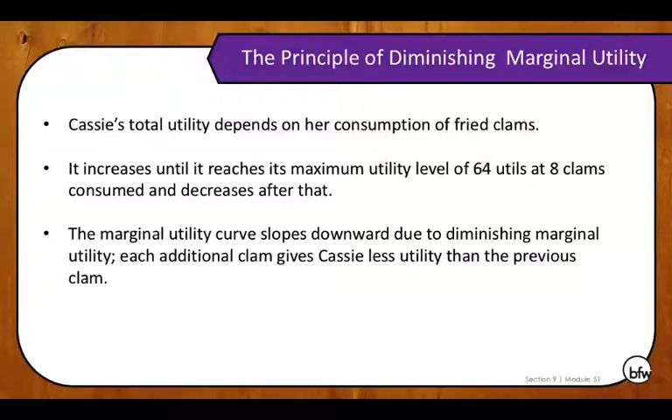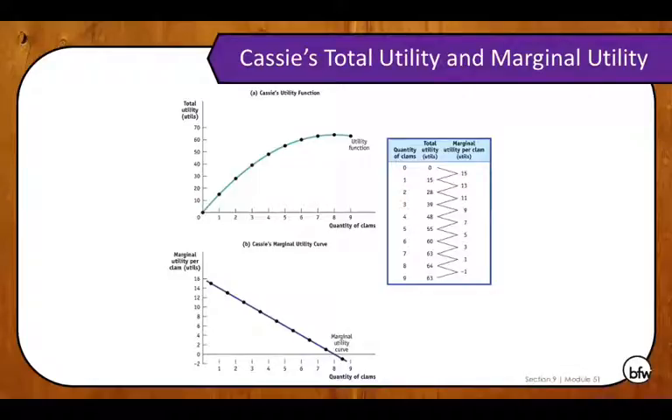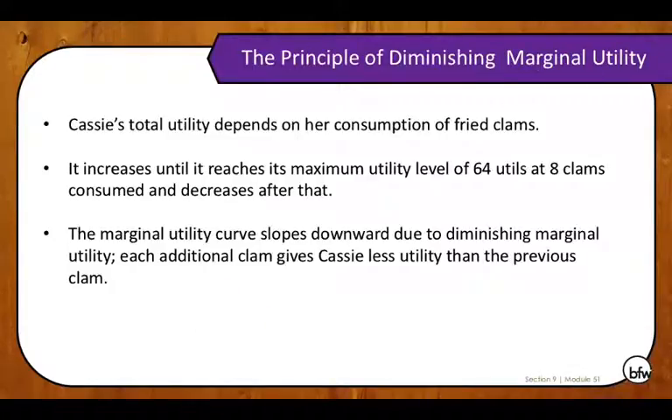So Cassie's total utility depends on her consumption of fried clams. If you go back to the previous screen, you'll notice that it reaches its maximum utility at a total of 64 happy points. And that is with a consumption of 8 clams. And then after that, her happiness begins to decrease if she consumes any more clams.